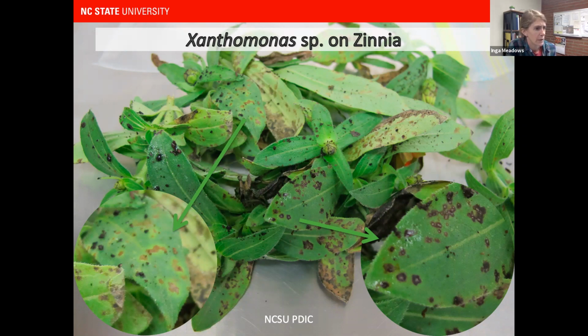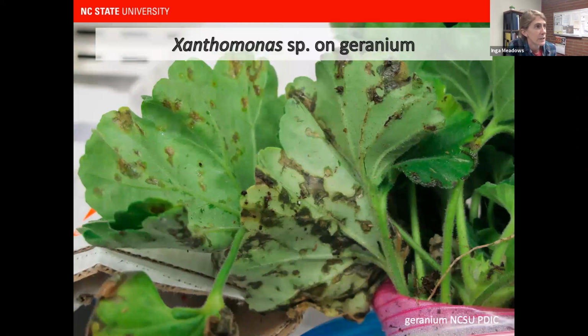Those darkened areas are the water soaking. This is Xanthomonas, a different species on Geranium. This is probably a better picture of the water soaking. So you'll see early stages of water soaking on the leaf on the left, those dark green areas. And then as the disease progresses, it turns into a more darker area, as in the leaf on the right.